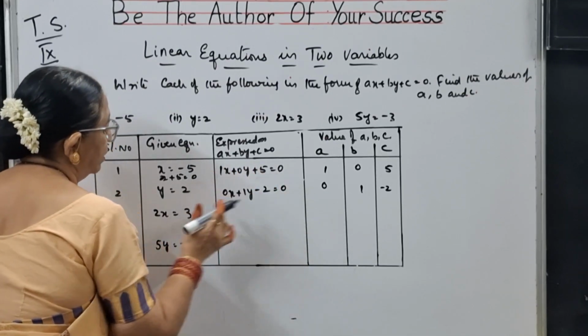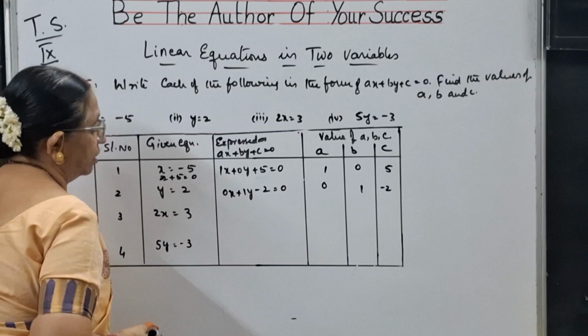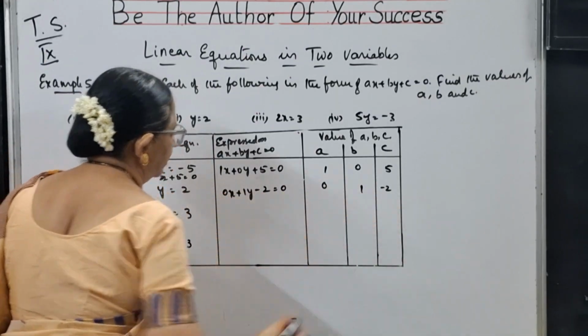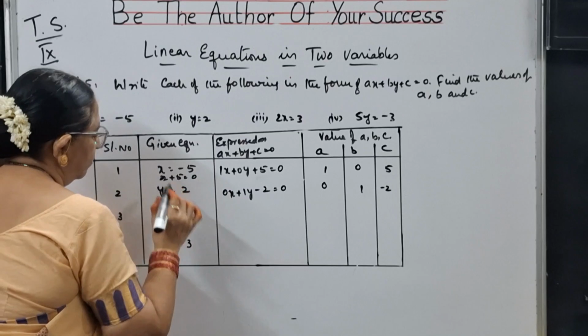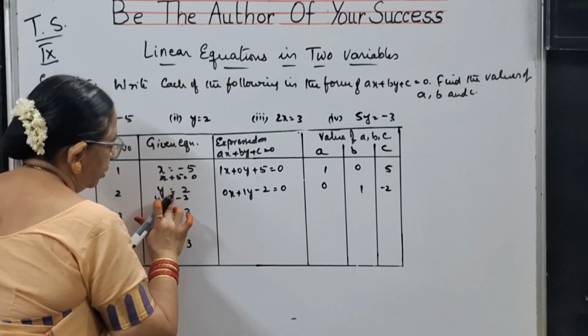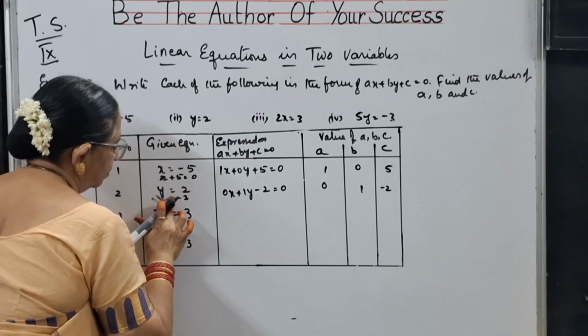There is no y. That is why 0y they have taken. So that a is 1, b is 0, c is 5. Similarly here, y is equal to 2 means y minus 2 is equal to 0.